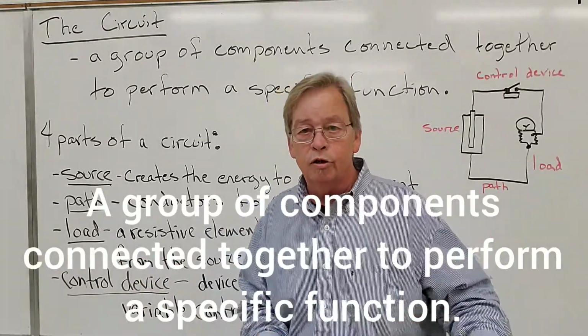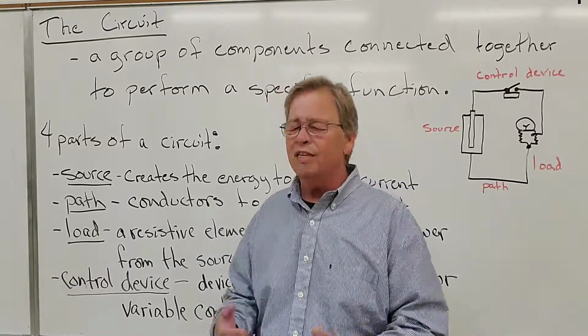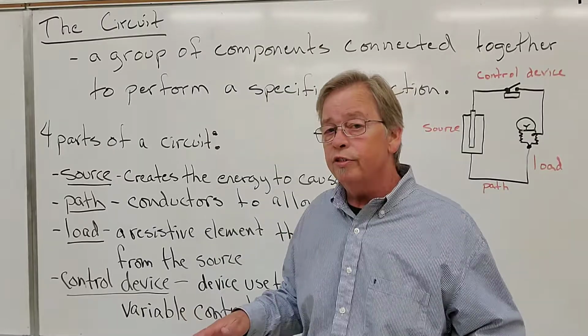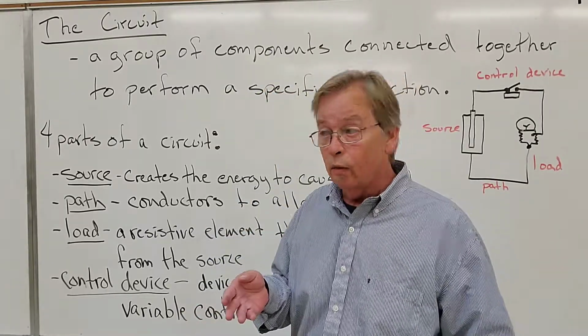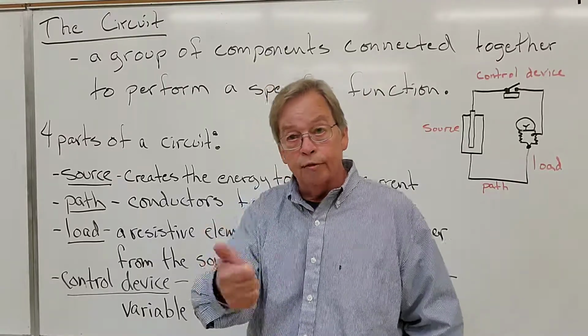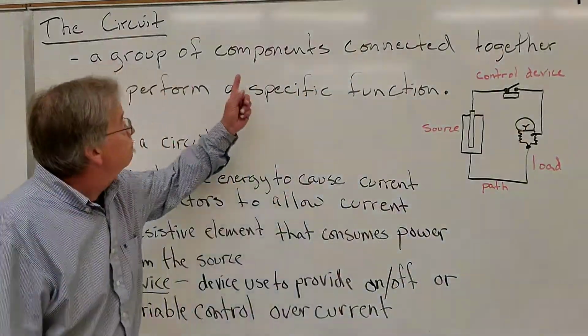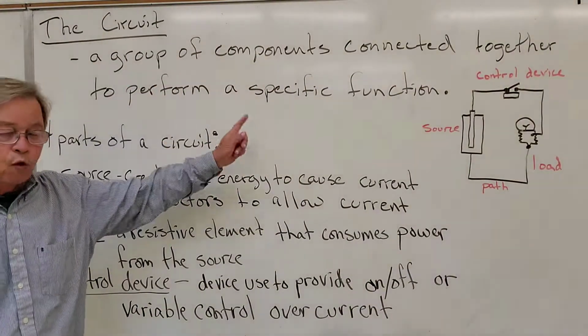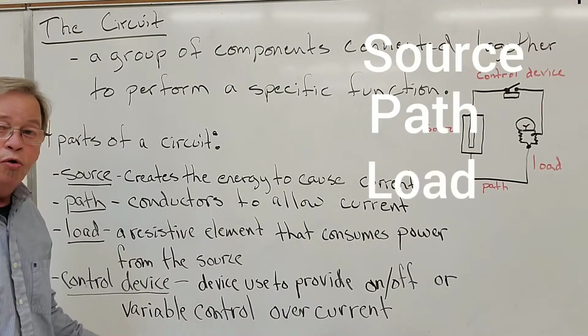I've got lighting circuits, control circuits, charging circuits, communication circuits, logic circuits, I've got circuits coming out the behind. But every circuit out there has four basic parts, and we need to lock in on those, because that's the first thing that tells you what to check. If I've got a problem with a circuit, it's either this or this. So knowing the four parts of a circuit is real important. A circuit is a group of components connected together to perform a specific function. The four parts of a circuit are the source, the path, the load, and the control device.